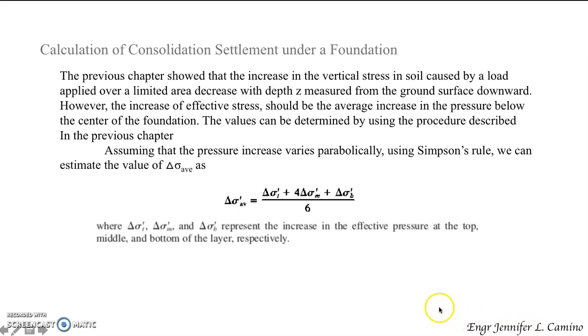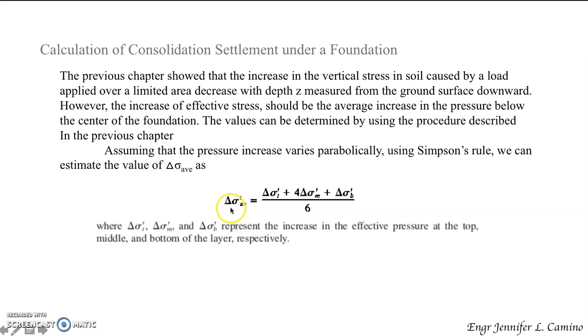However, the increase in the effective stress should be the average increase in the pressure below the center of the foundation. The values can be determined using the procedure described in our previous discussion. If we assume that the pressure increase varies parabolically, we use Simpson's rule to estimate the increase in the vertical stress.